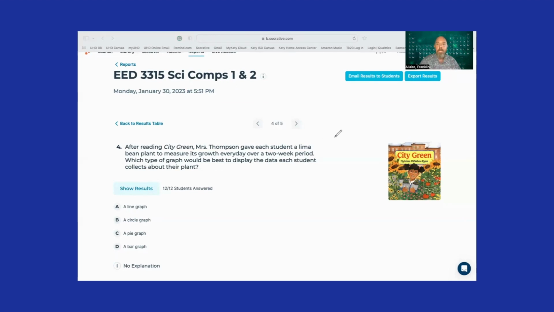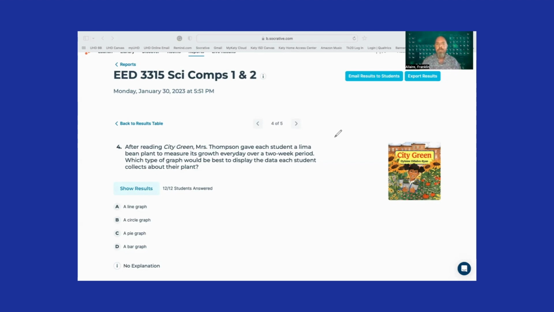City Green by Deanne DeSalvo Ryan. I hate to spoil the ending for you, but essentially the book is about a little girl who takes it upon herself to transform an abandoned lot in her neighborhood into a community garden. And it's a wonderful and inspiring book.